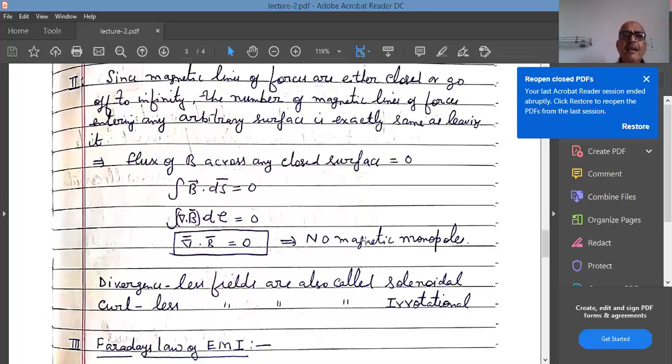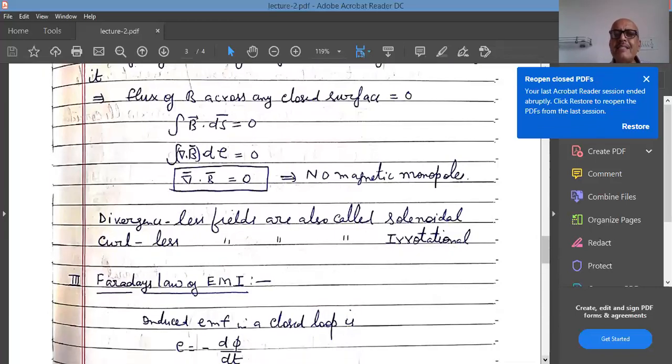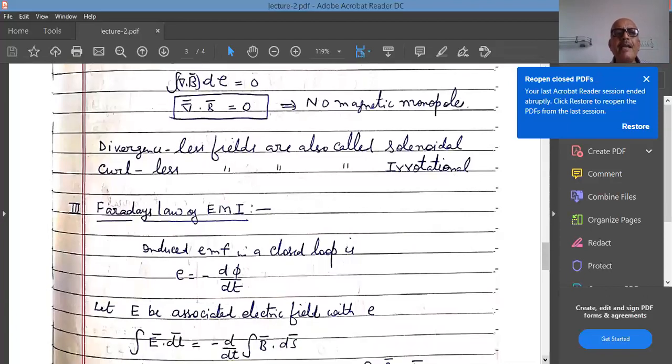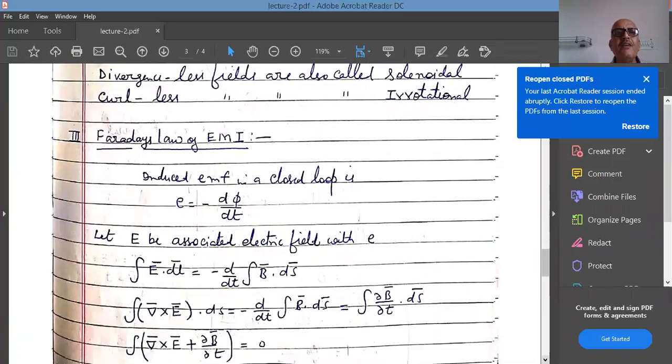The divergence-less fields are also called solenoidal fields, while curl-less fields are called irrotational. These two words are also very important, so it's better that you remember them. Now coming to the third law, that is Faraday's law of electromagnetic induction. Faraday's law of electromagnetic induction is basically the basis of generating electricity using the magnetic field.